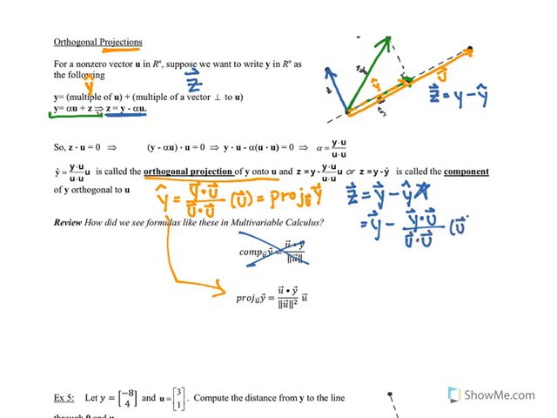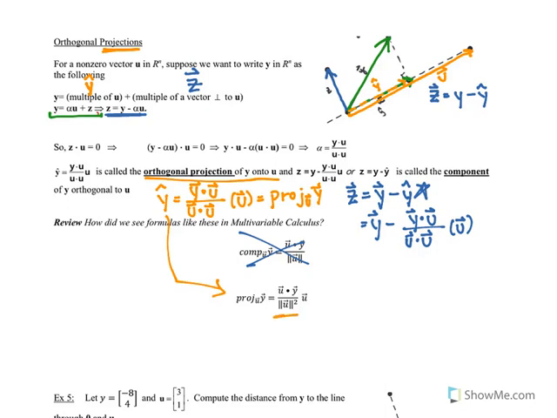Times u. Just remember that z is a vector. It's not a scalar. So it needs to have components. It can't just be a dot product. It actually has to be multiplied by a vector. Okay. So there are a couple of things to point out before we keep moving on.